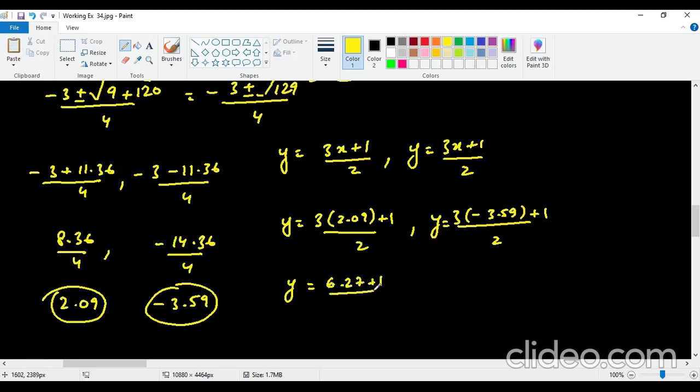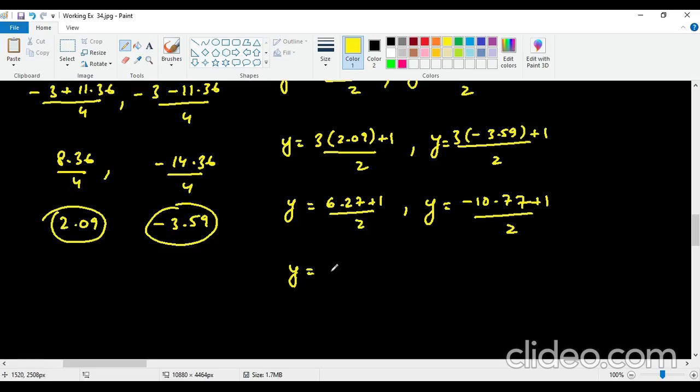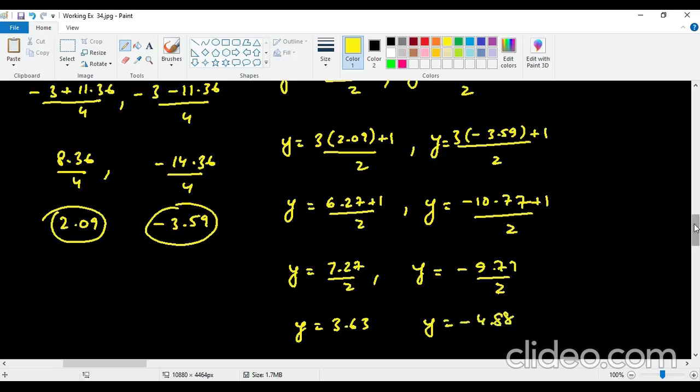plus 1 over 2. Second value is going to be minus 9 point, minus 10 point, actually minus 10.77 plus 1 over 2. So first value of y is going to be 7.27 over 2, and second value is going to be minus 9.77 over 2. So first value of y is going to be 3.63, and second value is going to be y equals negative 4.88.